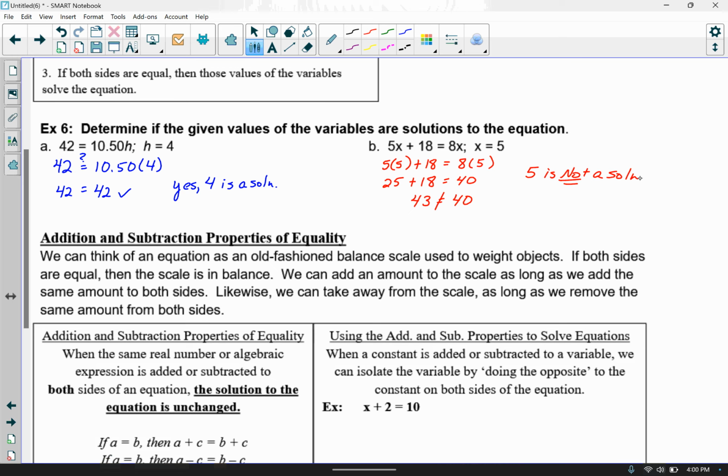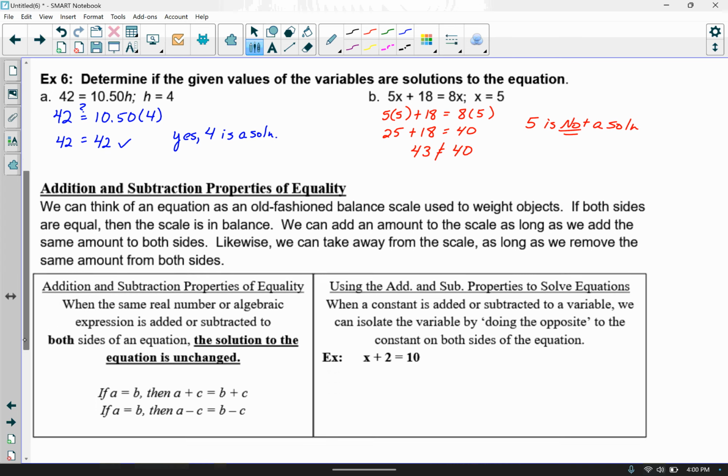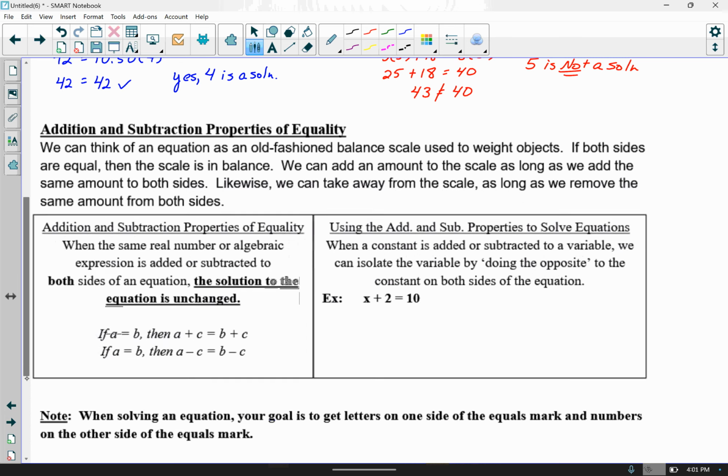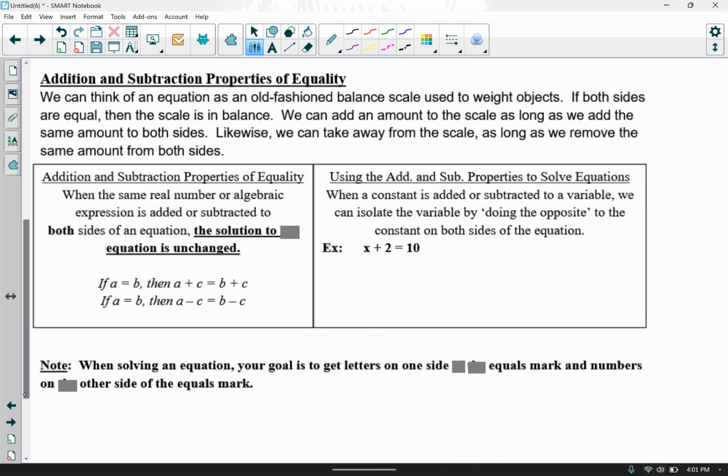a solution. So that's going to be a way that you can check yourself whenever you're solving equations here in a few moments: once you get your answer, you can plug it back into the original equation to make sure that you get the same thing on both sides. If you didn't, then that means you solved the equation wrong, okay? All right. Down below, you're looking at the addition and subtraction properties of equality.